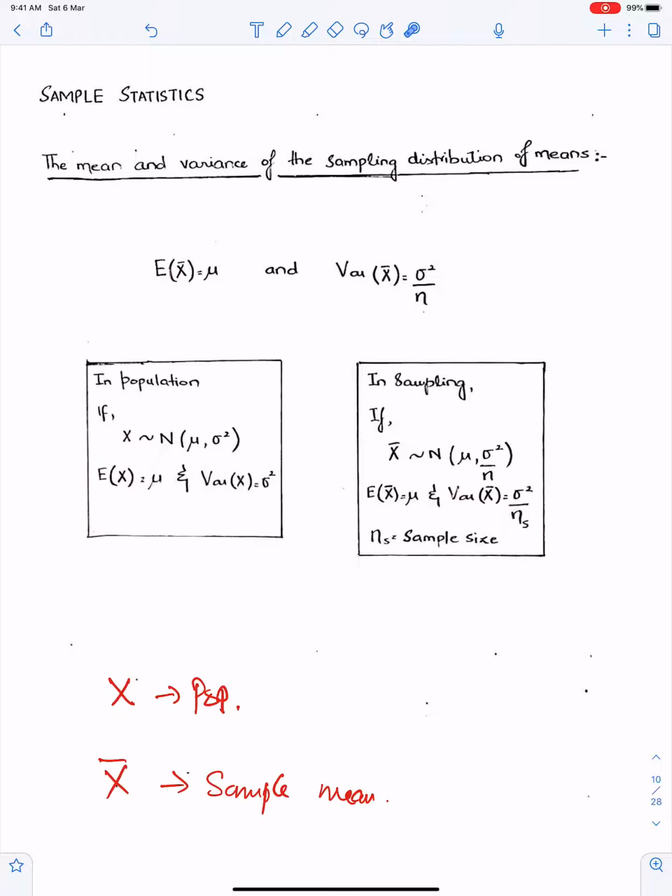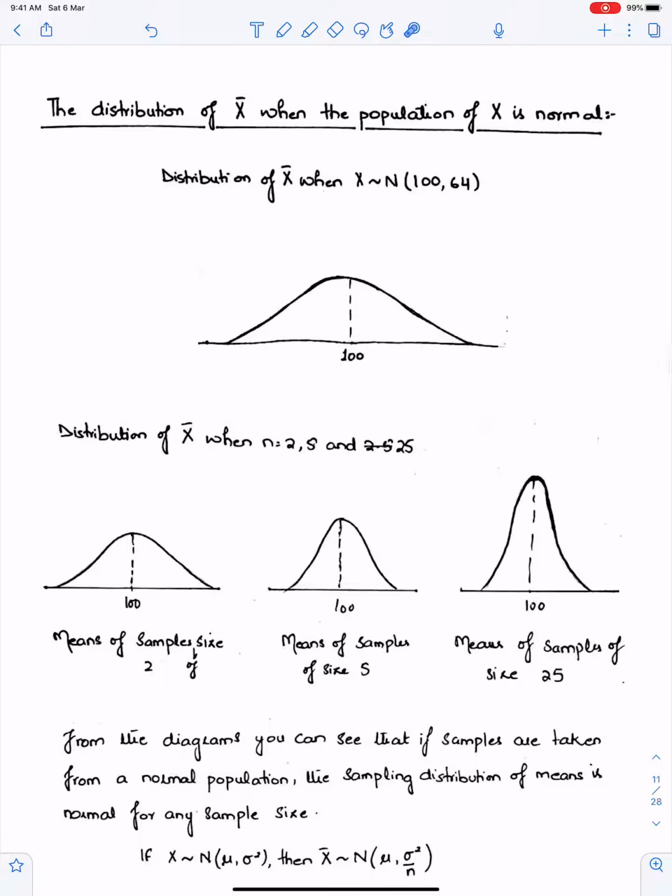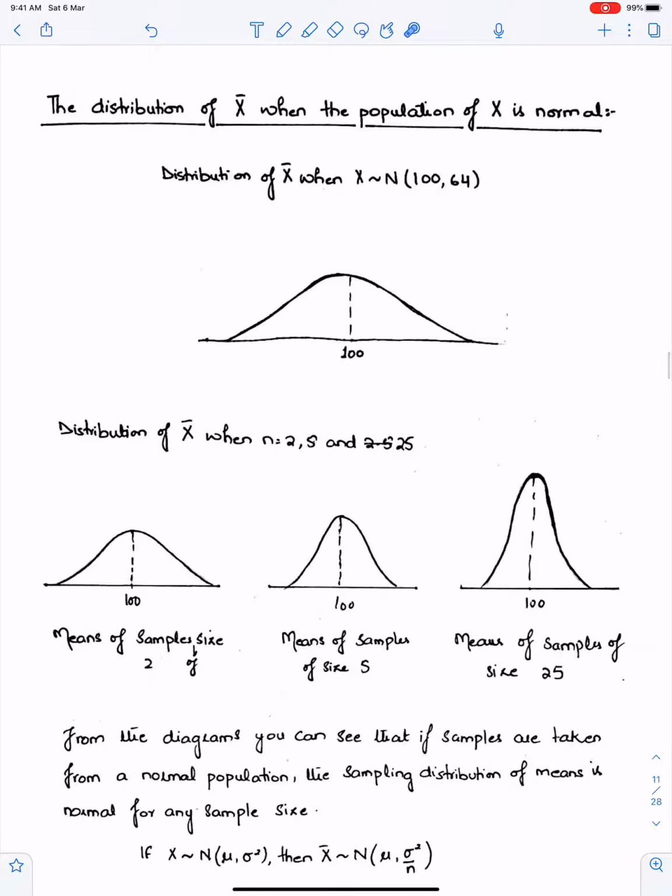Since the mean of the sampling distribution is mu, x bar follows normal with mean mu and variance sigma square over n. Here n means sample size. So this is for population and this is for the distribution of sample mean. Now, this is very important: the distribution of x bar when the population of X is normal. Understand these things with good concentration.